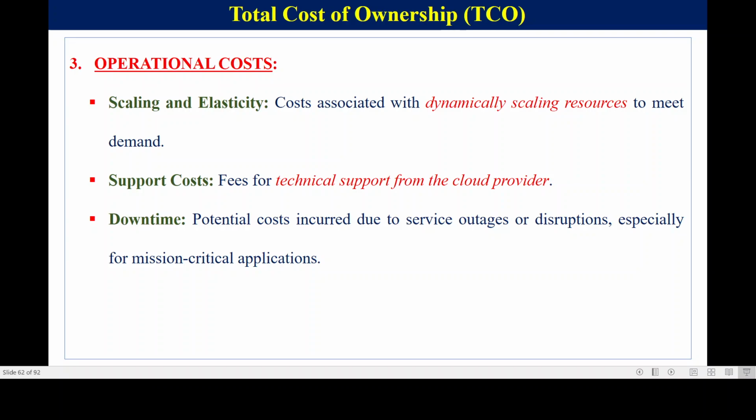The next one is technical support. Organizations often purchase premium technical support from the cloud provider. Support plans provide 24 by 7 assistance, faster issue resolution, and dedicated technical experts. These support services involve additional charges. The next one is downtime cost. Sometimes applications become unavailable because of cloud service interruption. Downtime may lead to business loss, revenue loss, and customer dissatisfaction. These losses are considered as operational cost.